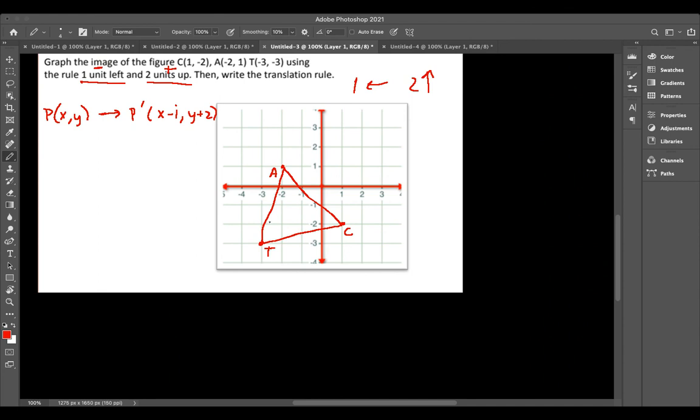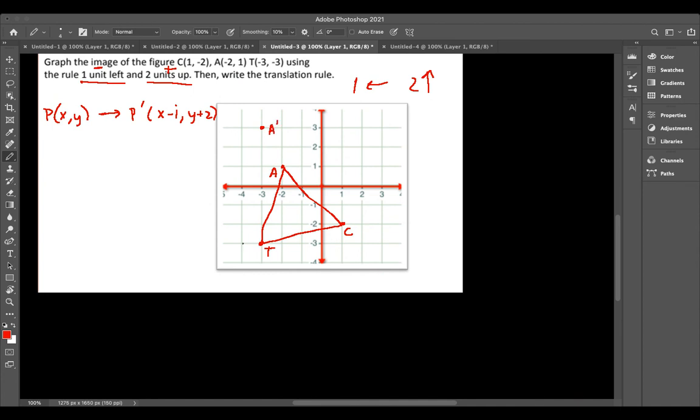There you go. All right, so then it says write the translational rule. A couple ways you can do it. Like I said before, basically all we have to do is know which way we have to go. So take the A, and we want our A prime. We're going to go 1 over to the left and up 2. That's going to be A prime.